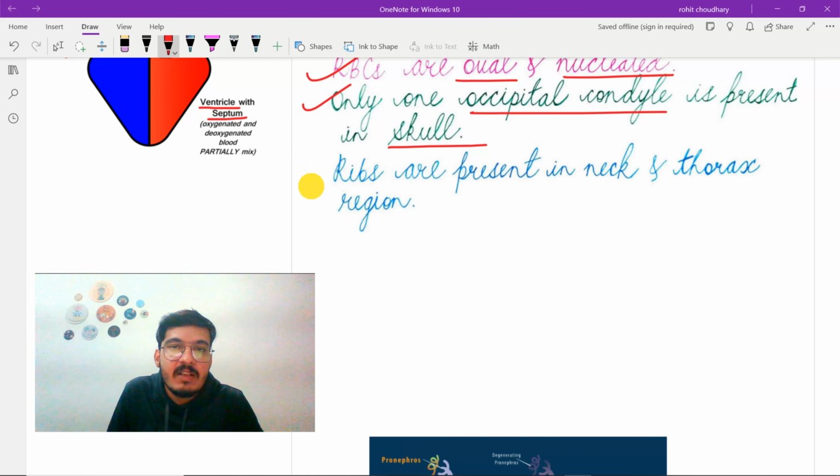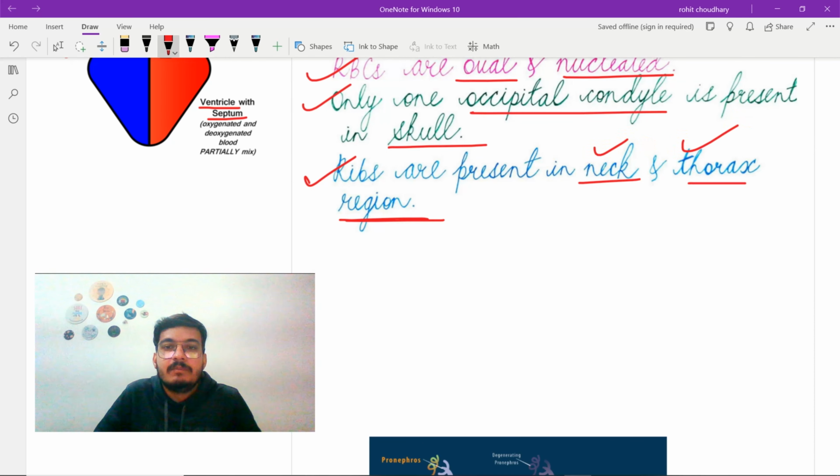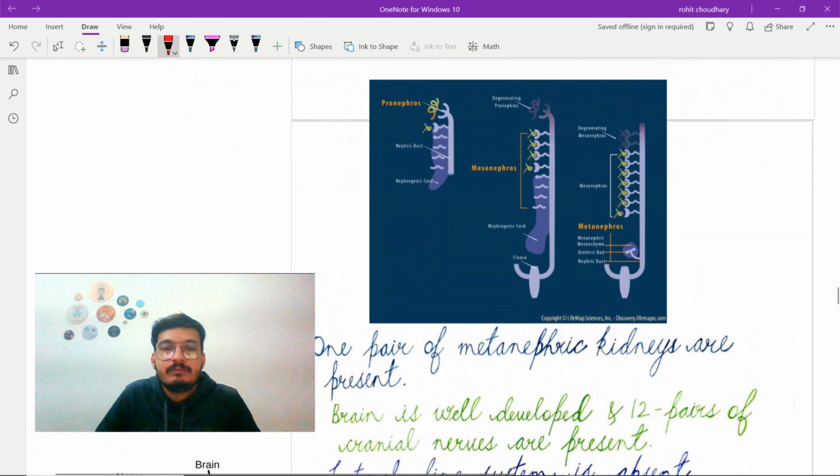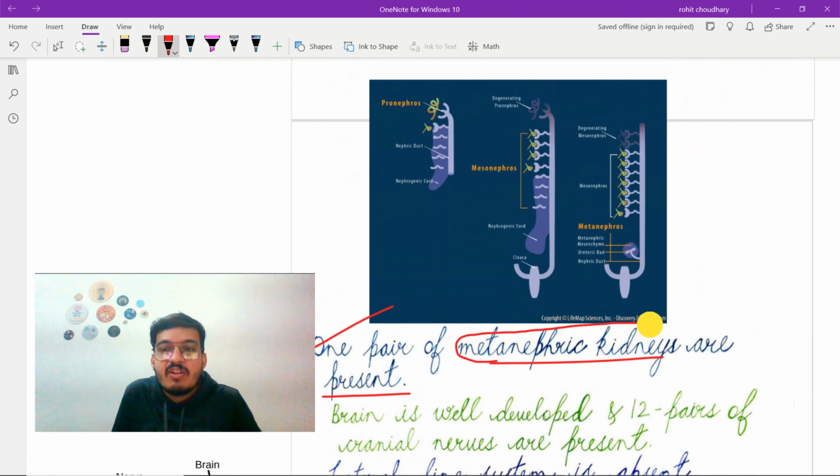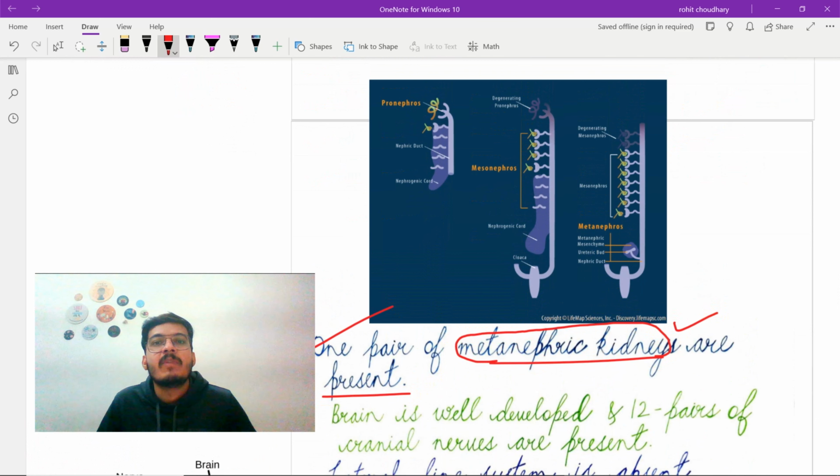The next feature is ribs are present in neck and thorax region. Ribs are present and they will be present in neck and thorax region. The next feature is one pair of metanephric kidneys are present. These metanephric kidneys are the final stage of kidney development and these are present in reptiles, birds and mammals. But the metanephric kidneys of reptiles are less advanced than those of birds and mammals with fewer nephrons and no loop of Henle. They are large and compact with many tubules.